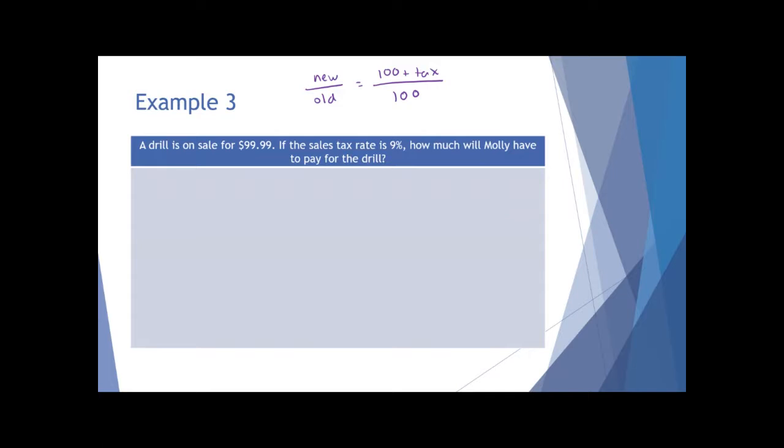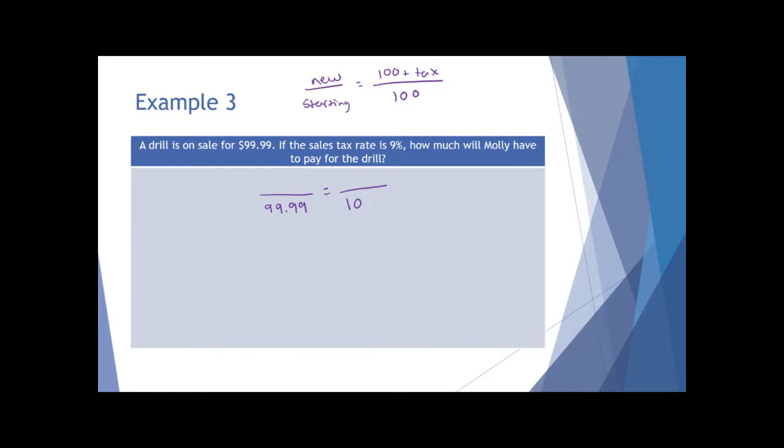Let's see. We don't know what the original price is. It doesn't really matter here. We're going to consider the $99.99 as the original price. That's the starting price. So really, instead of new and old, let's call this the starting price. New price still works. So this is starting at $99.99.